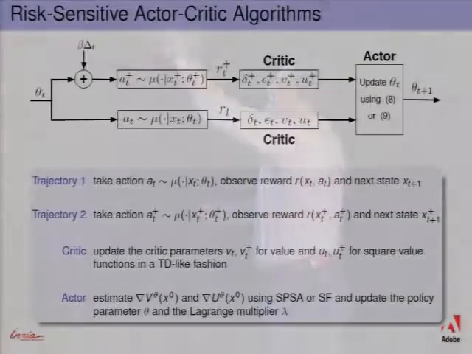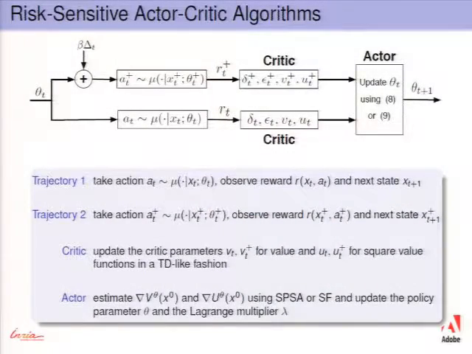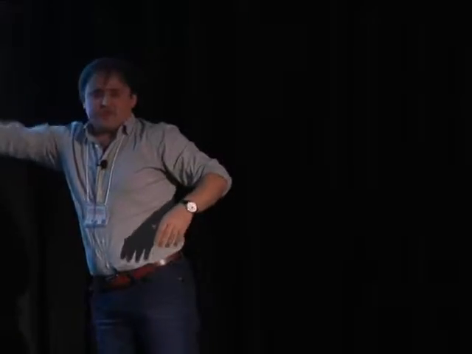Okay, so this is the structure of the algorithm. This is an incremental algorithm. We generate two trajectories: trajectory one using the running parameter of the system theta, and trajectory two using the perturbed parameter of the system. Then we have the critic, which estimates both the value function and the square value function, and passes these estimates to the actor to estimate the gradient and update both the policy parameters and the Lagrange multiplier.